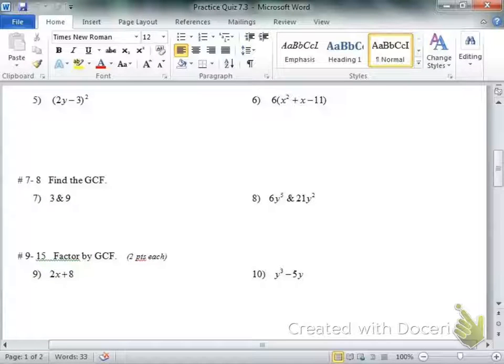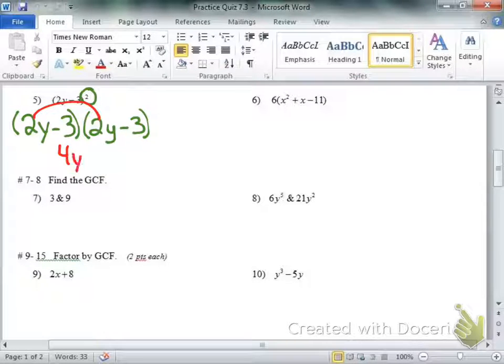Alright, so on problem number 5, do you see how we have this little squared? That just means whatever you have in parentheses is being multiplied by itself 2 times. So write that out, and then it's the same double distributing process. So 2y times 2y is 4y squared. 2y times negative 3 is minus 6y.